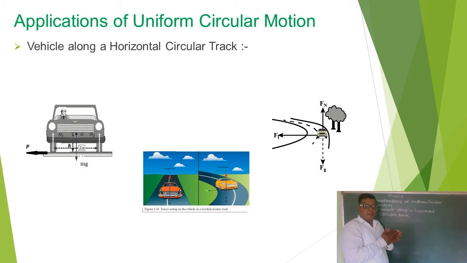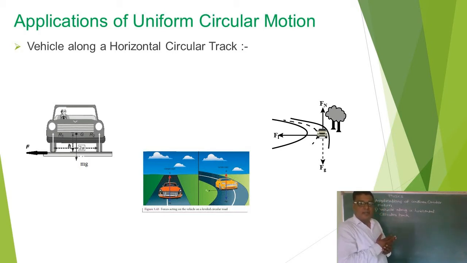Now the next point is application of uniform circular motion. The figures are given in the slides or PowerPoint presentation. First application: vehicle along a horizontal circular track. We consider a car on the horizontal circular track as shown in the figure in the PowerPoint presentation.